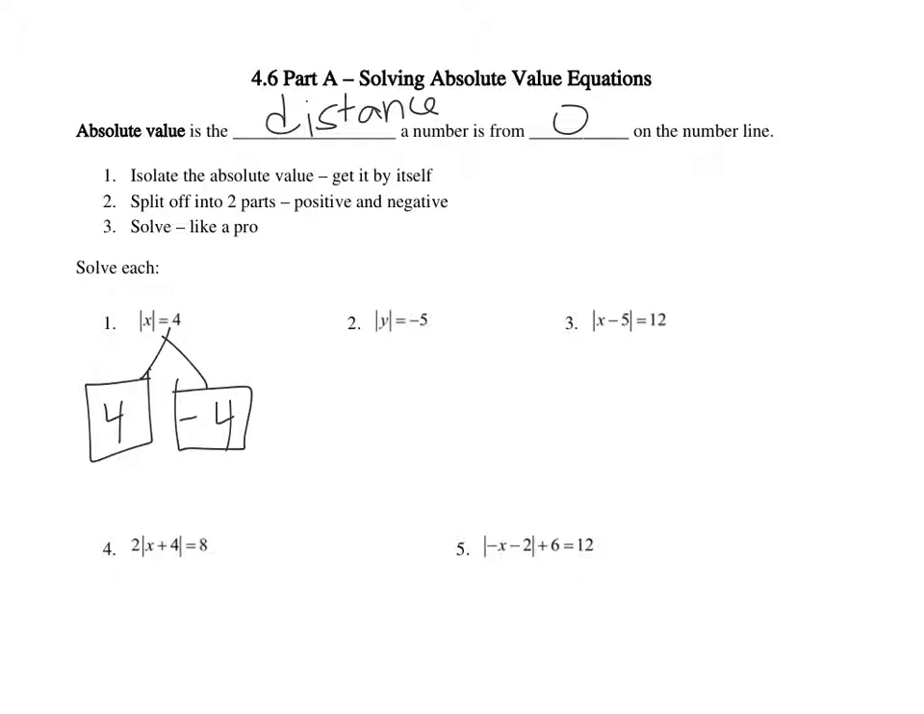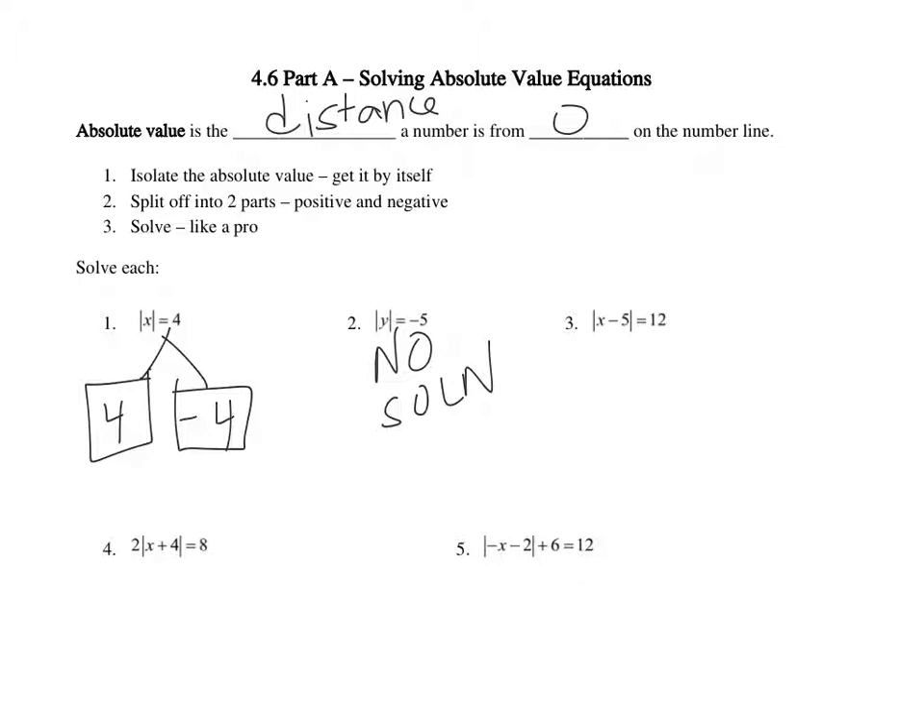Same thing here. This is asking what's the distance this number is from 0 on the number line. But you cannot have a negative distance. So this one has no solution. So whenever you're solving and you have absolute value, once you've isolated it equals a negative number, it's no solution. There's no number for y such that when you take the absolute value of it, you get a distance of negative 5.